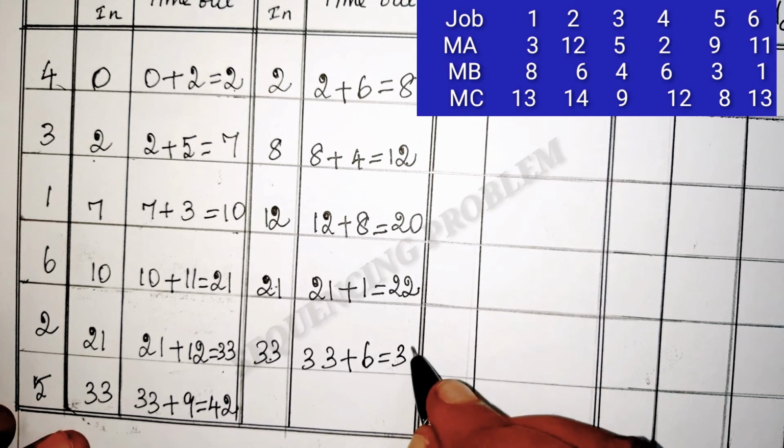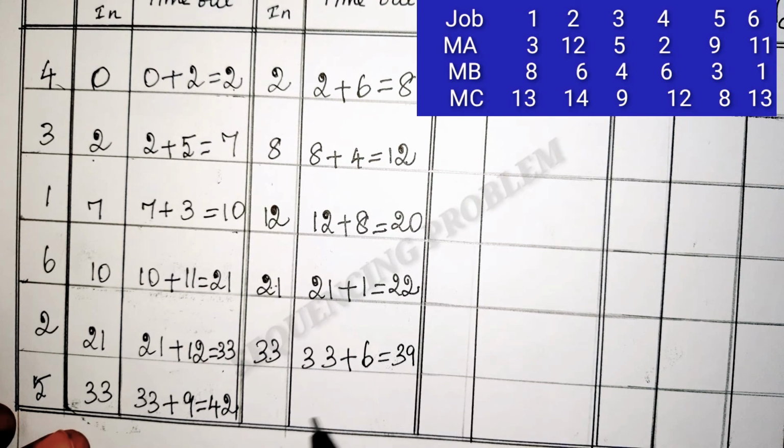So 39. And for the next one, time in is 36, but it is not possible since the 5th job completes on machine A only at 42 hours. So here the in time is 42 only. Out time is 42 plus processing time for the 5th job on machine B, which is 3. So the total is 45. The time in and time out for machine B is over.